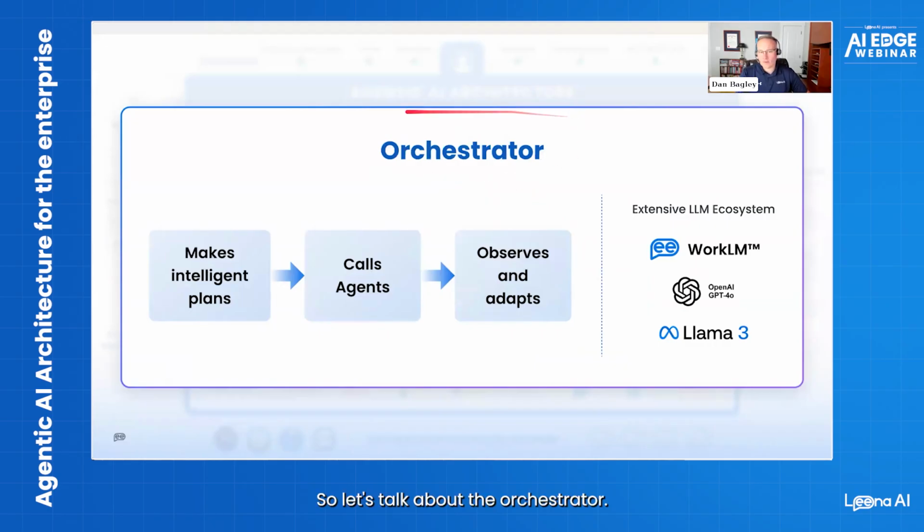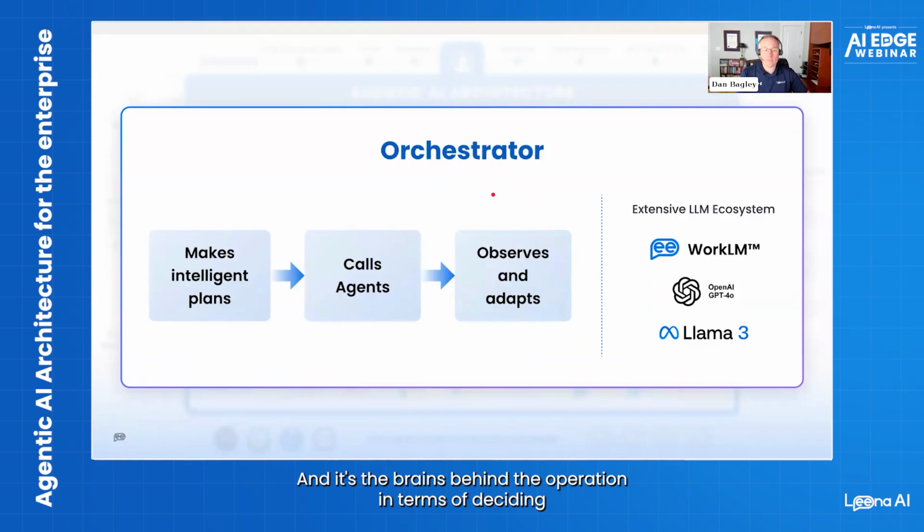So let's talk about the orchestrator. The orchestrator is essentially the brains behind the operation. And it's the brains behind the operation in terms of deciding how an agentic AI solution can break down a query and create an execution plan to solve that query.